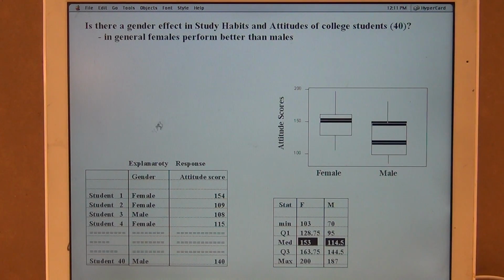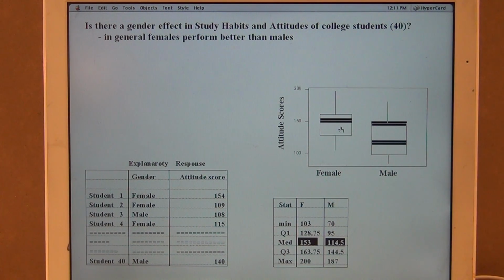All right, well, let's see what we have. In general, females perform better than males. The females perform better on this study habits and attitudes survey. Generally, their score is higher. Their median score is 153, where males' median score is only 114.5. Actually, the third quartile for the males is lower than the median score for the females.